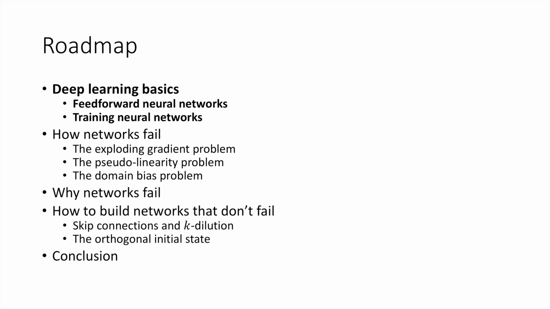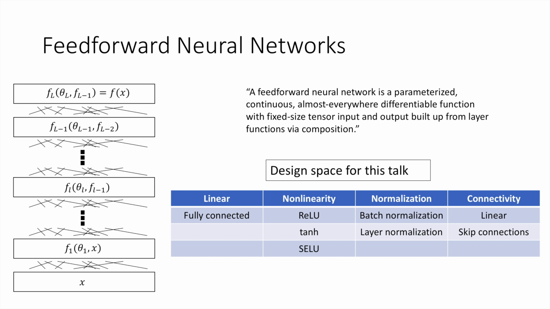Let's start with the deep learning basics. In this talk, we will focus our attention on feed-forward neural networks of this canonical form shown here. Each layer F_L is a function depending on some trainable parameter theta L, as well as the latent representation computed by the previous layer F_(L-1).